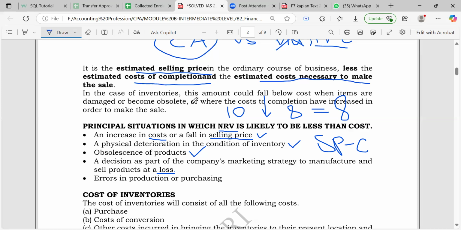So this business has a lot of issues. You might just end up laughing. And also the other point you are told: errors in production or purchasing. Of course, if you made an error in production, it means the good won't be worth what you expected. It won't have the same quality, and so you won't expect to sell it at the original price you had intended.